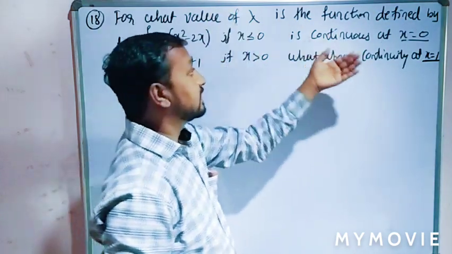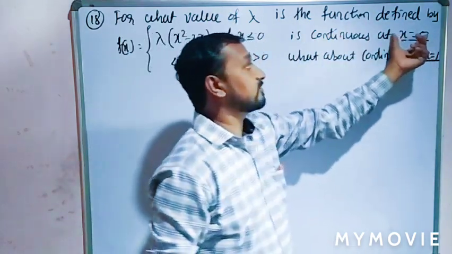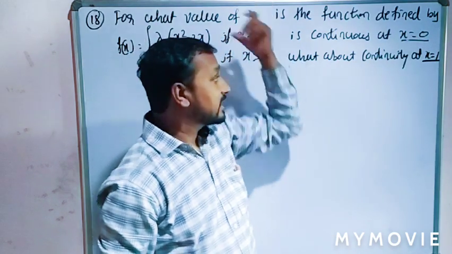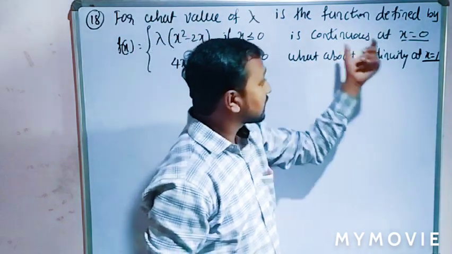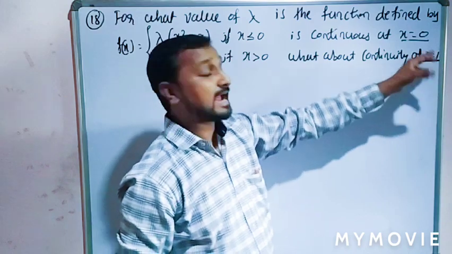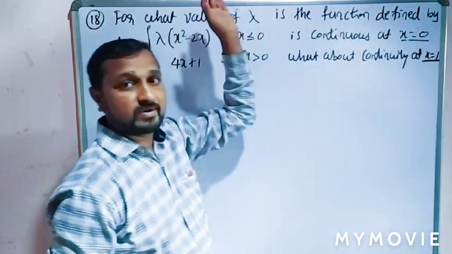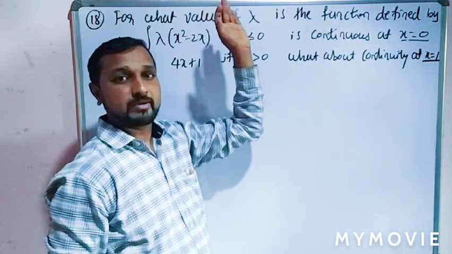So at x equal to 0, what should the lambda value be? And what about the continuity at x equal to 1? Here at x equal to 1 also we find the value of lambda. Just the value of lambda.